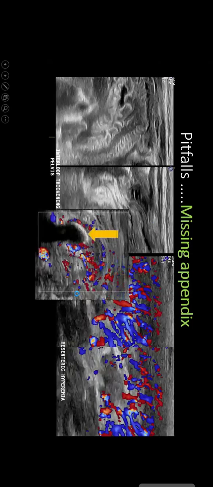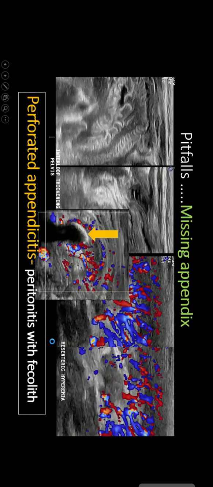But on thorough examination in the right iliac fossa, I could see a fecalith, a free-lying fecalith. So fecalith is again an indicator of ruptured appendix. So this was a case of ruptured appendicitis with peritonitis with a free-lying fecalith. So these are various examples of missing appendix. What should we think in that situation?